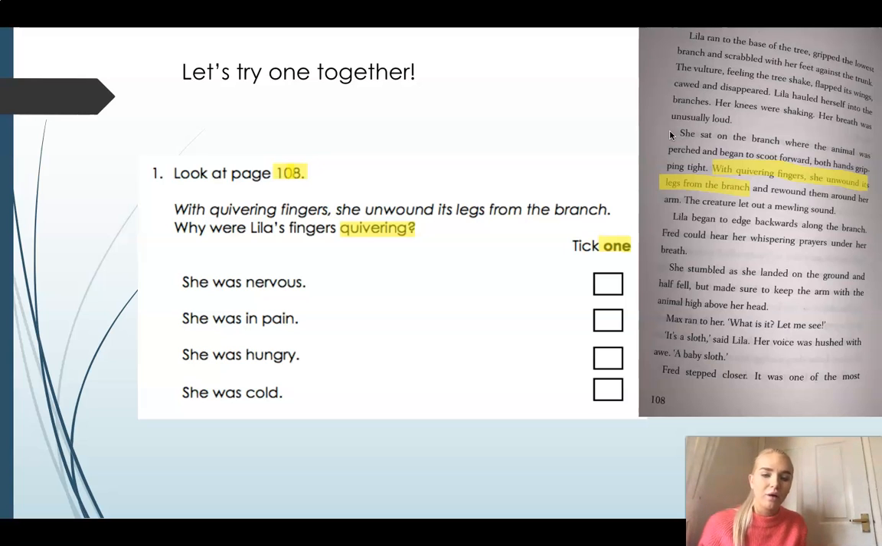So what we have done there, Year 4, is we've narrowed down the answers and we've actually used our knowledge to think, well, she can't be in pain. Nowhere tells me she's in pain. She can't be cold. Nowhere tells me she's cold, and she's definitely not hungry. And so she must be nervous.